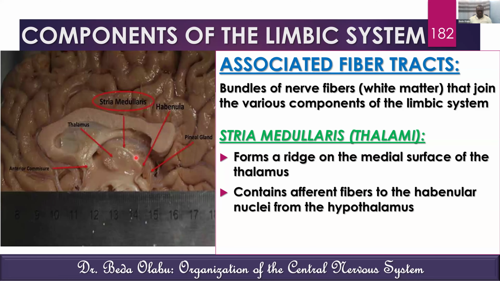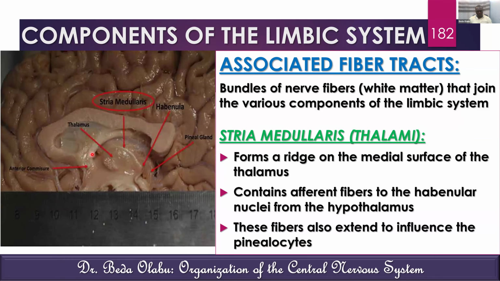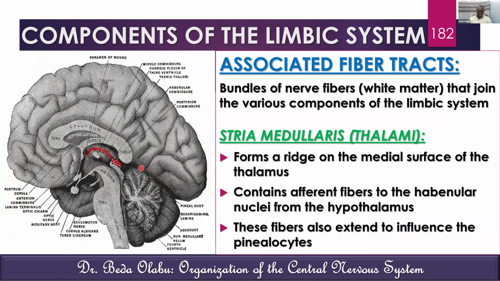It contains afferent fibers which go to the habenula nuclei. These fibers come from multiple places, but especially from the hypothalamus and perhaps from the septal area as well. The fibers within the stria medullaris may go beyond habenula to also influence the functions of the pineal gland. The cell types within the pineal gland are called pinealocytes. They produce a hormone called melatonin, which is important in controlling the day-night rhythm. And so through that, we can say that even these fibers are important in controlling the circadian rhythm, the day-night rhythm.